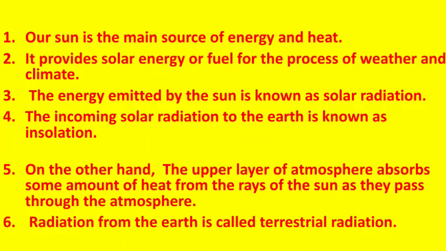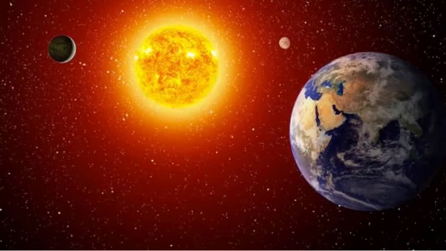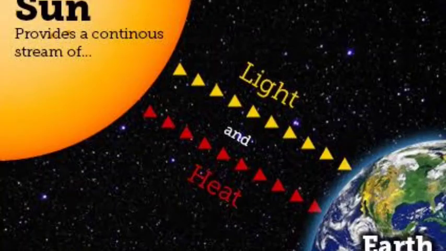What is the principal source of energy? The sun is the principal source of energy on the Earth's surface. Understand? The sun is a powerhouse which generates and gives out energy in the form of light and heat. This energy is constantly emitted by the sun. Emitted means released. It is also called solar radiation.